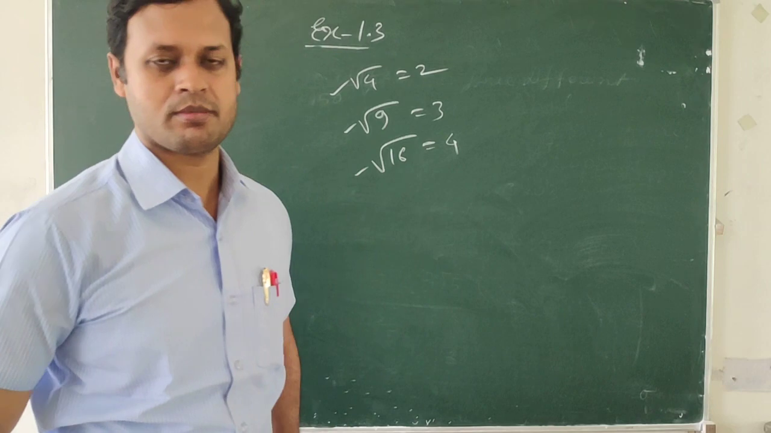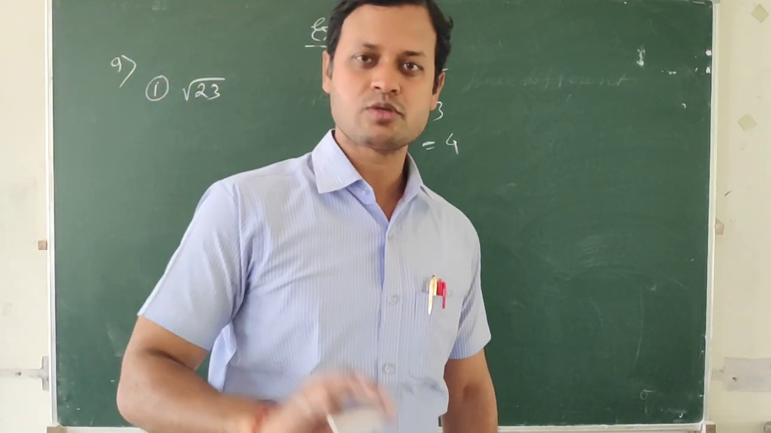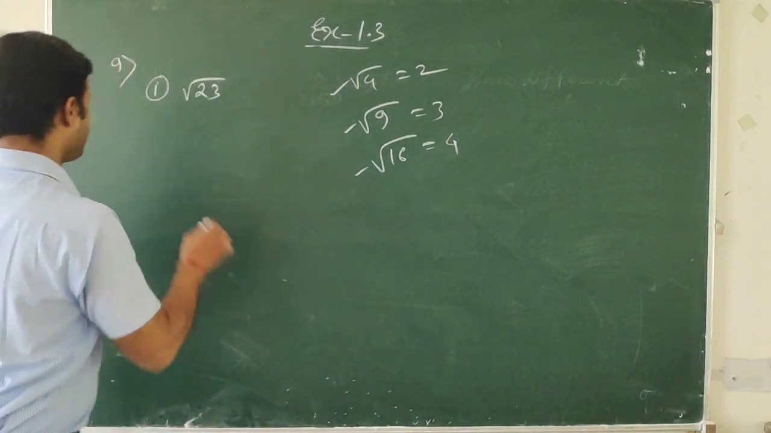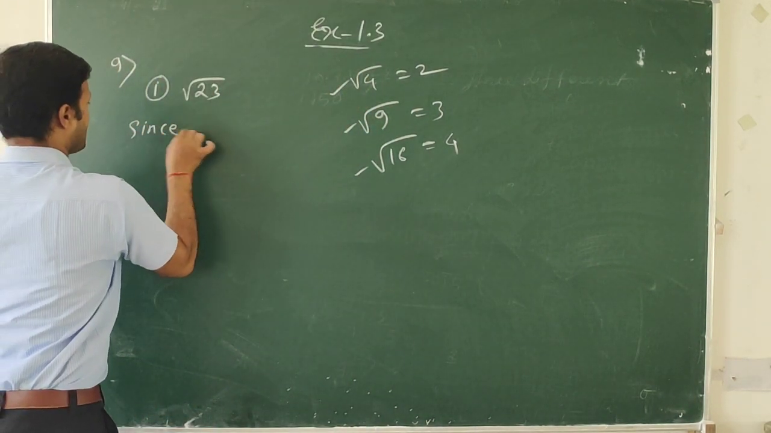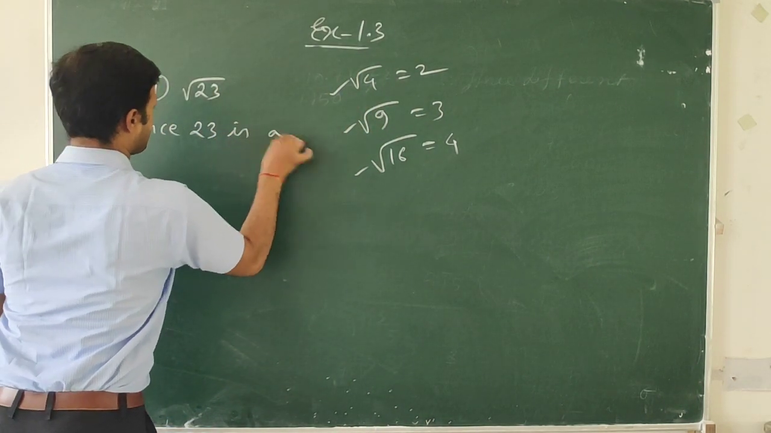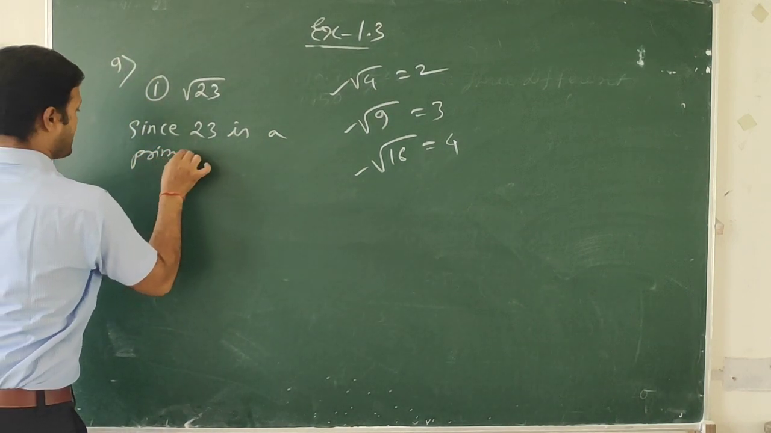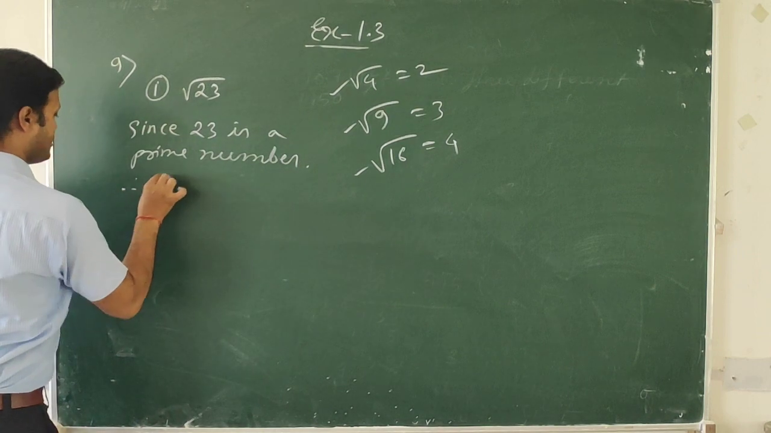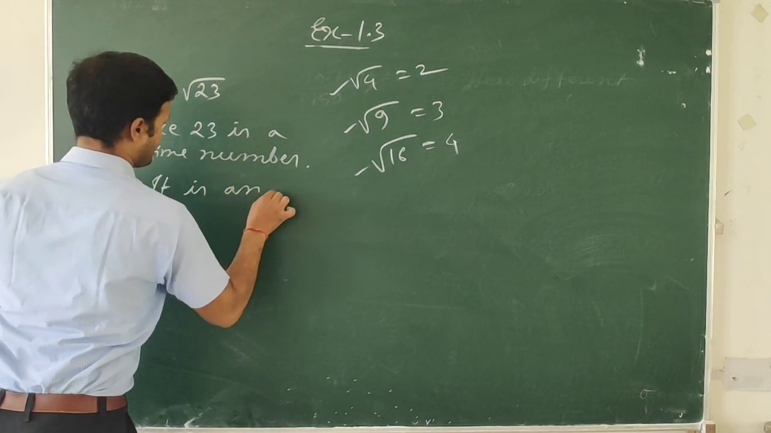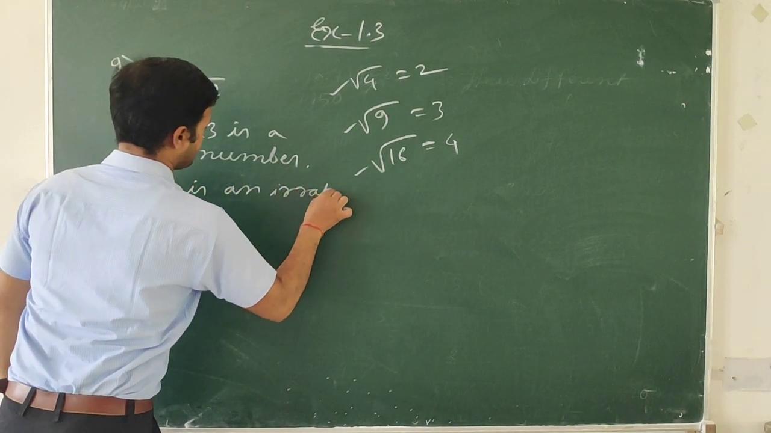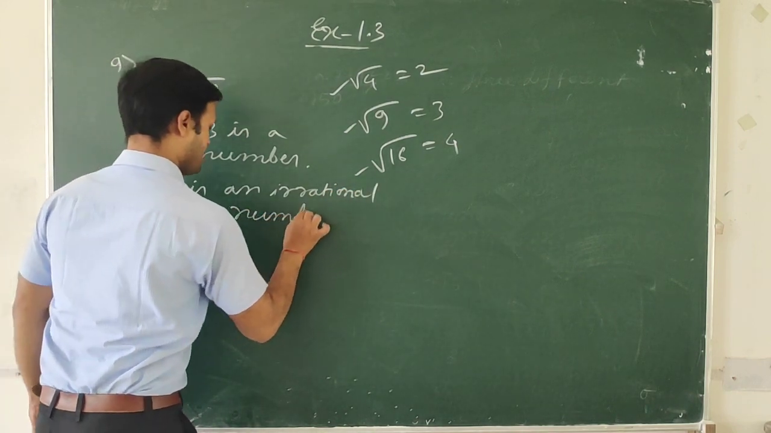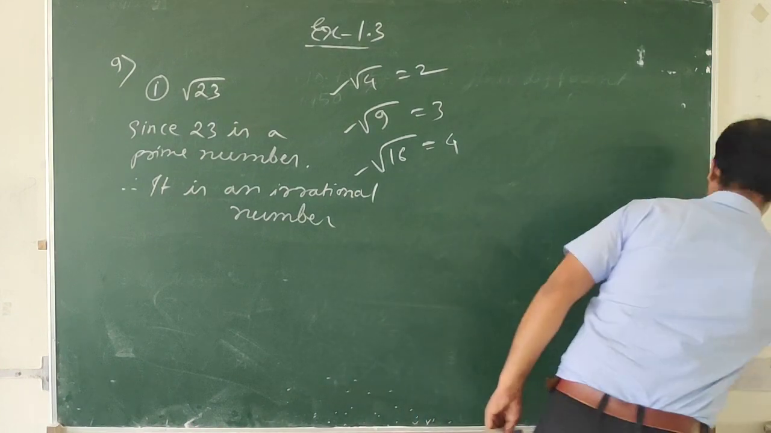23 is what kind of number? 23 is a prime number. It is not a square number, isn't it? So root over 23 is an irrational number. So we will write here: since 23 is a prime number, therefore it is an irrational number. Okay.